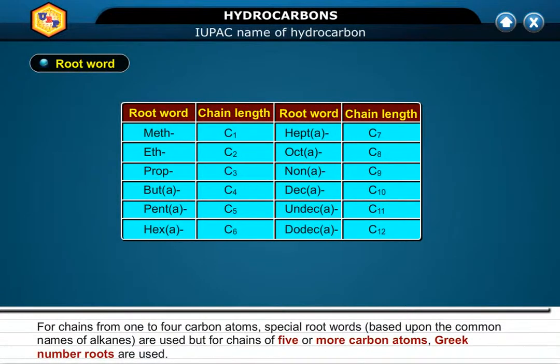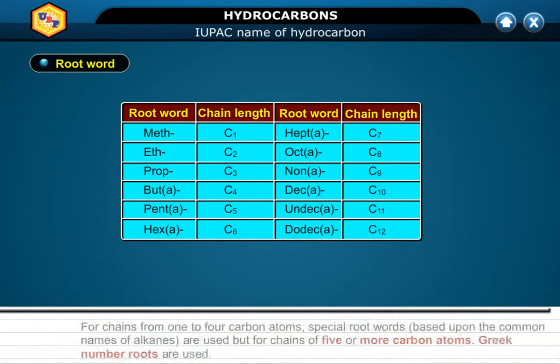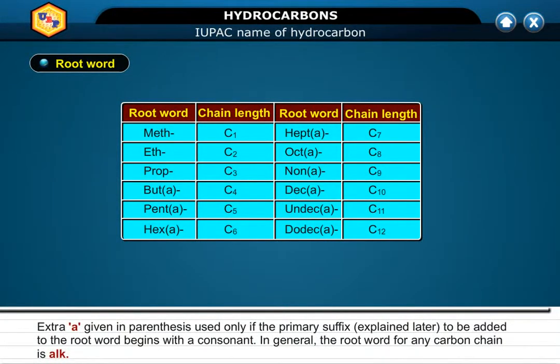For chains from 1 to 4 carbon atoms, special root words based upon the common names of alkanes are used, but for chains of 5 or more carbon atoms, Greek number roots are used. Extra 'a', given in parentheses, is used only if the primary suffix, explained later, to be added to the root word begins with a consonant. In general, the root word for any carbon chain is 'alk', that is, 'al'.